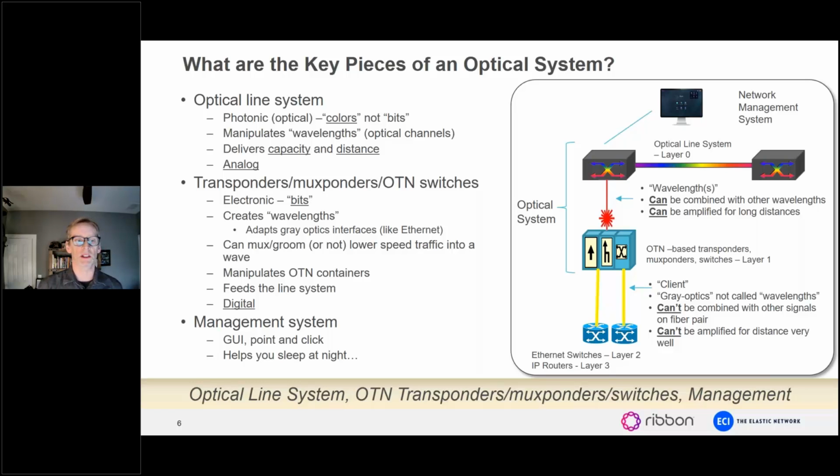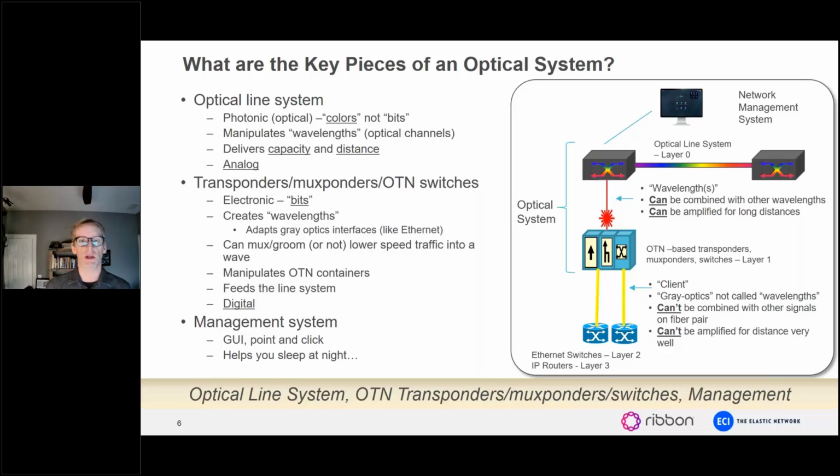That optical line system allows you to manipulate wavelengths or optical channels, and it's the component of the system that really solves the capacity and distance challenge that we started off with. And guess what? It is not digital because it's not dealing with bits. It's analog. And there are some serious implications of that we'll talk about later.